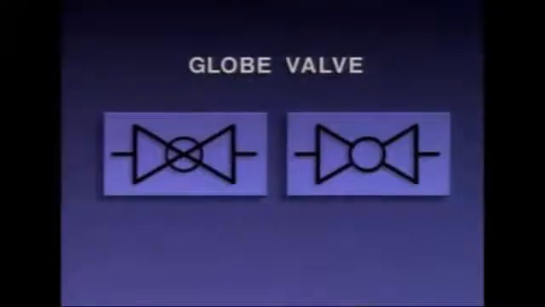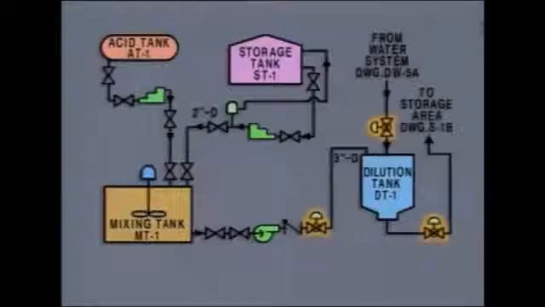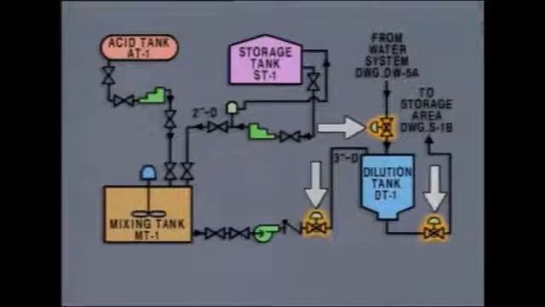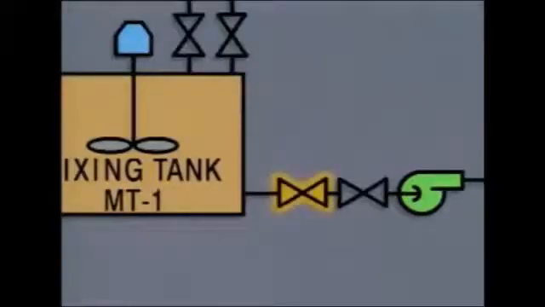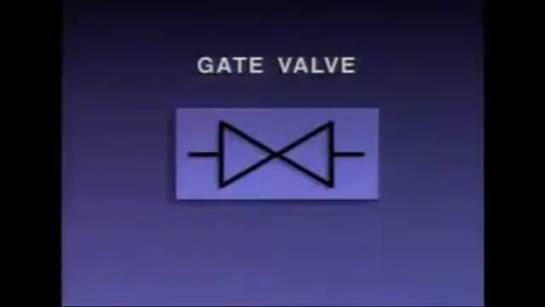Globe valves are often used to regulate fluid flow because they can be partially opened or closed to adjust flow rate. You may see globe valves represented on diagrams by either of these symbols. There are 3 globe valves, one in each line to the dilution tank and one in the line to the storage area. Another type of valve in this system is a gate valve. Gate valves, like this one at the bottom of a tank, are normally positioned fully open to allow flow or fully closed to isolate equipment. The symbol for a gate valve is similar to the symbol for a globe valve.